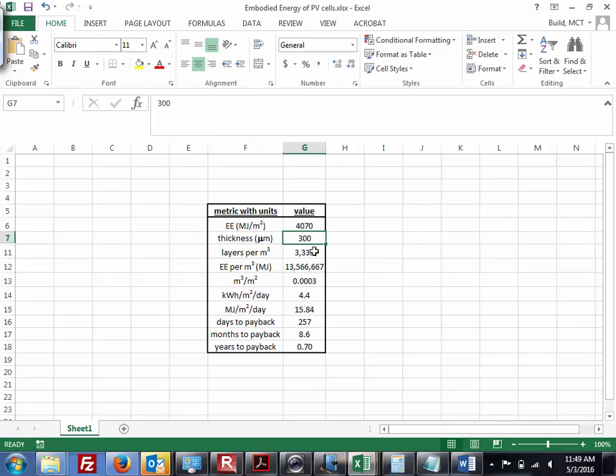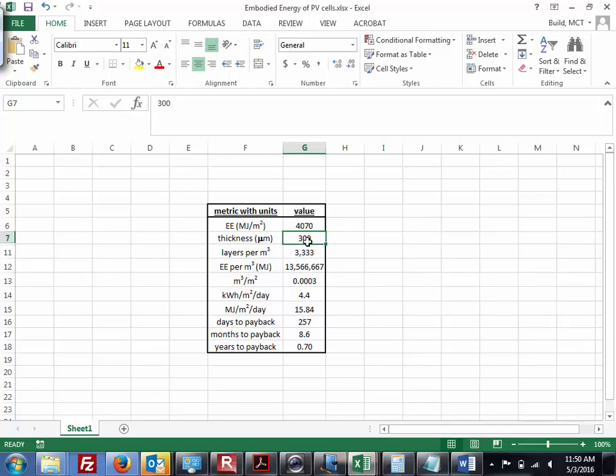Now, layers, or thickness, I put in 300 microns. So if you stack 3 or 4 of the hairs on your head on top of each other, that's about how thin these things are. We were soldering them together several years ago. It's just like soldering Pringles potato chips. They're just super fragile. But now we've got the thickness.